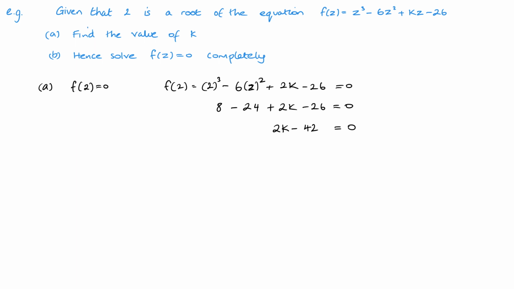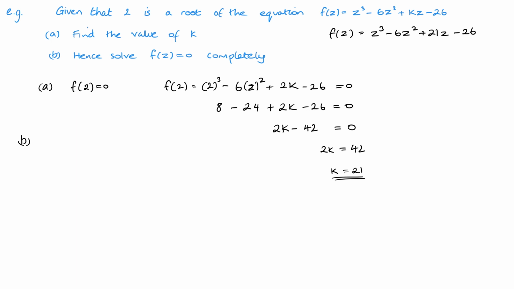Skipping a few lines, simplified it down to 2k minus 42 equals 0. So 2k is going to equal 42, and k will be equal to 21. So now we've got our f of z is z cubed minus 6z squared plus 21z minus 26. Now that will enable us to completely solve this equation.